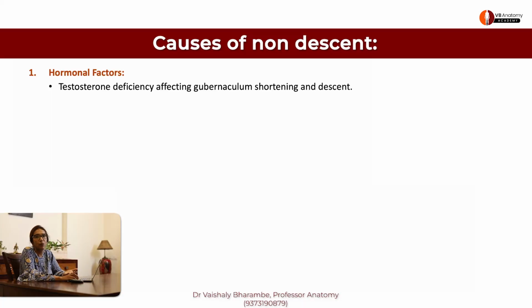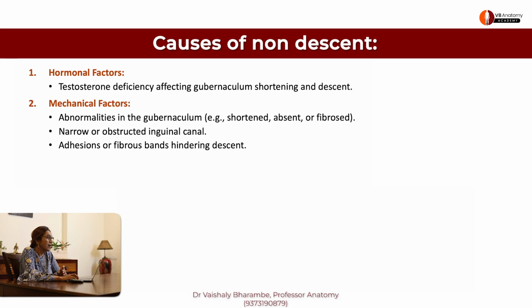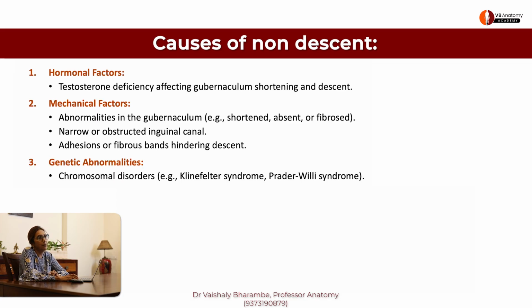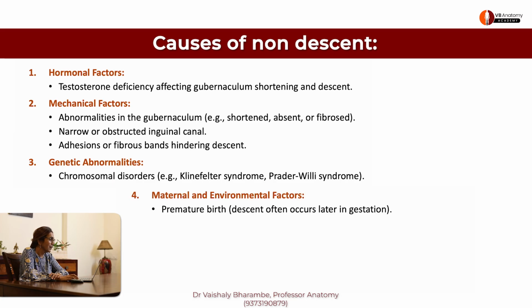Clear? Okay. So what are the causes of non-descent? What really happens? Why don't they descend? There can be factors like hormones. If there is less testosterone, testes are not going to descend. Mechanical factors, like maybe the inguinal canal is not developed. Maybe there are fascial adhesions in between. Testes can't push through all this. Or you can have genetic abnormalities. A person has Klinefelter syndrome. Person has Prader-Willi syndrome. These are clearly conditions where testes are not going to descend.